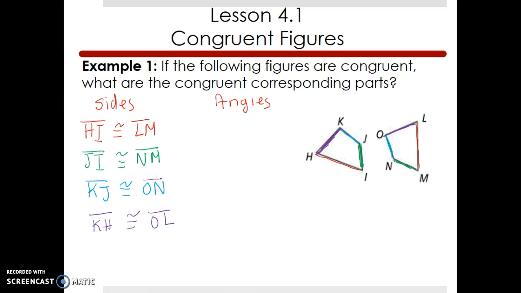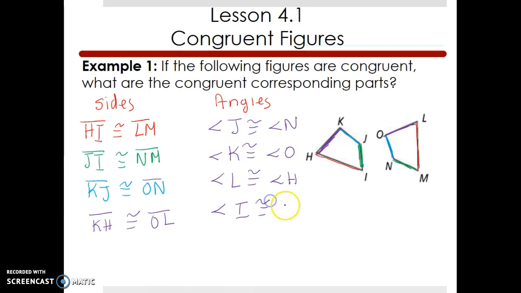Now I'm just going to go with my angles. Angle J is congruent to angle N, it's in between the blue and the green line. Then angle K is congruent to angle O. Angle L is congruent to angle H. And the last one is angle I, which is congruent to angle M. So these are the congruent corresponding parts.